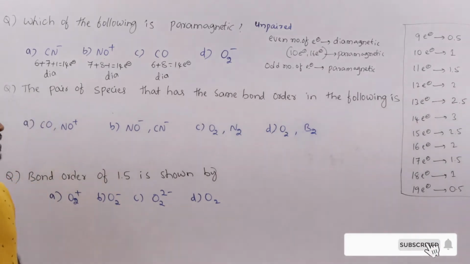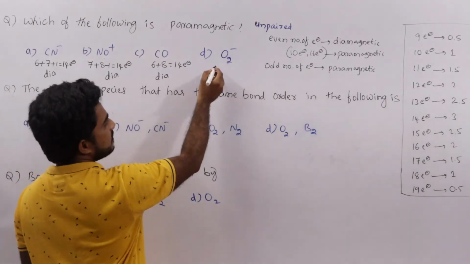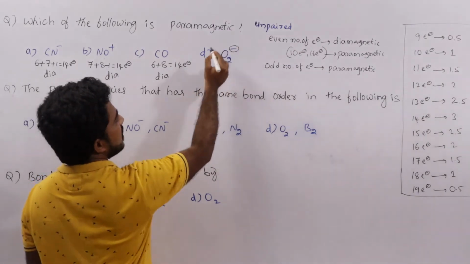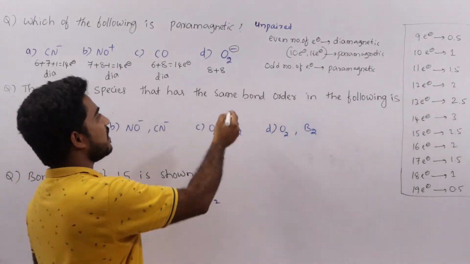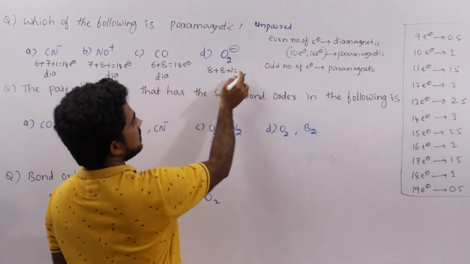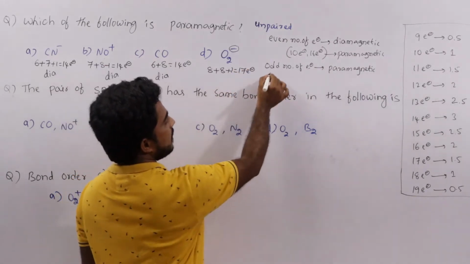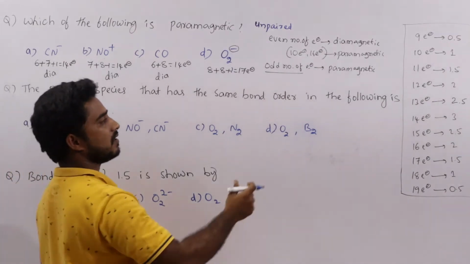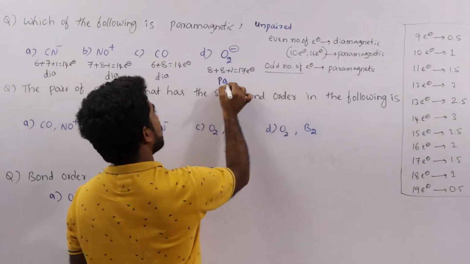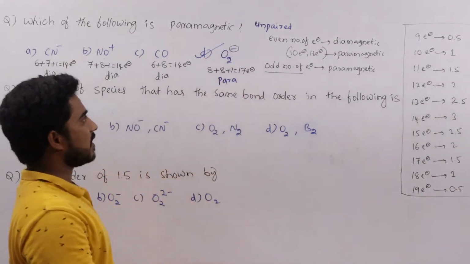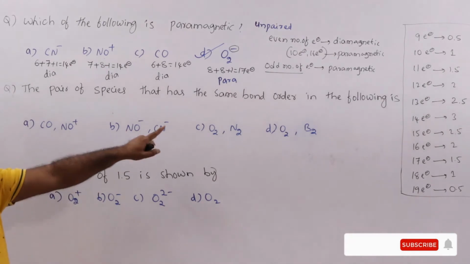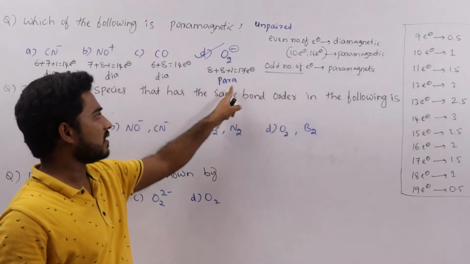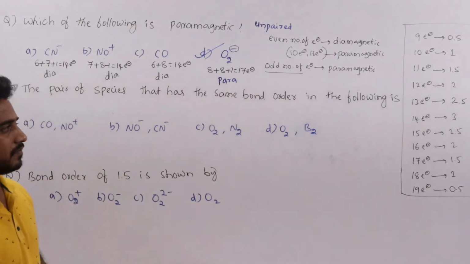diamagnetic. When it comes to O2 minus, there are 2 oxygens, each with 8 electrons, 8 plus 8, and the negative charge means one extra electron, plus 1. So 16 plus 1, 17 electrons, an odd number. Odd-electron species should have paramagnetic nature. So D is correct for this question. O2 minus has 17 electrons with an unpaired electron, so it shows paramagnetic nature.